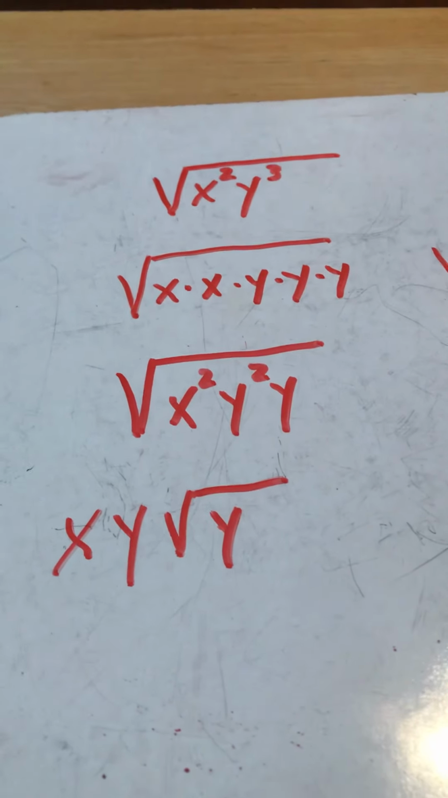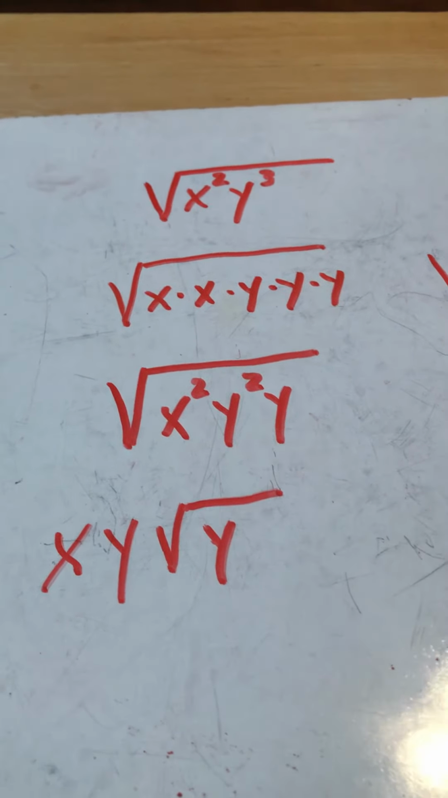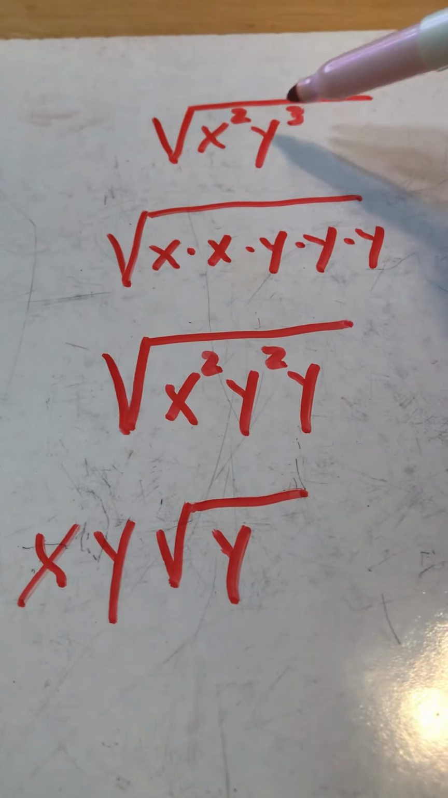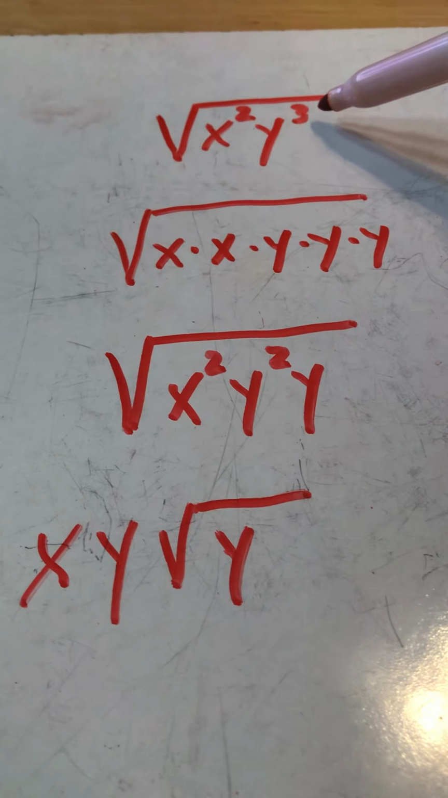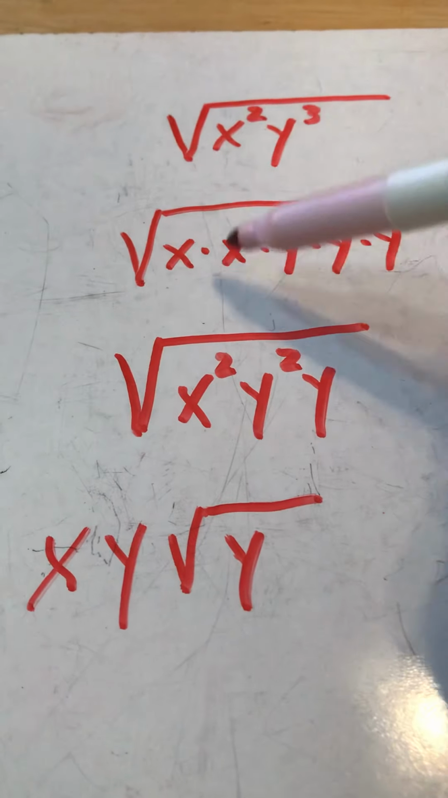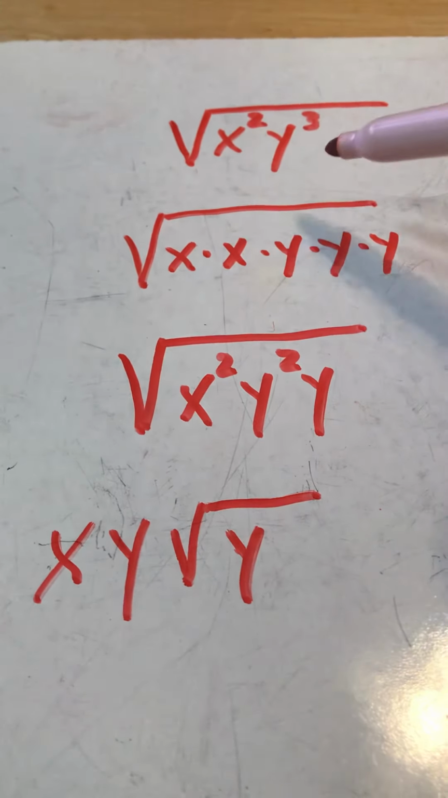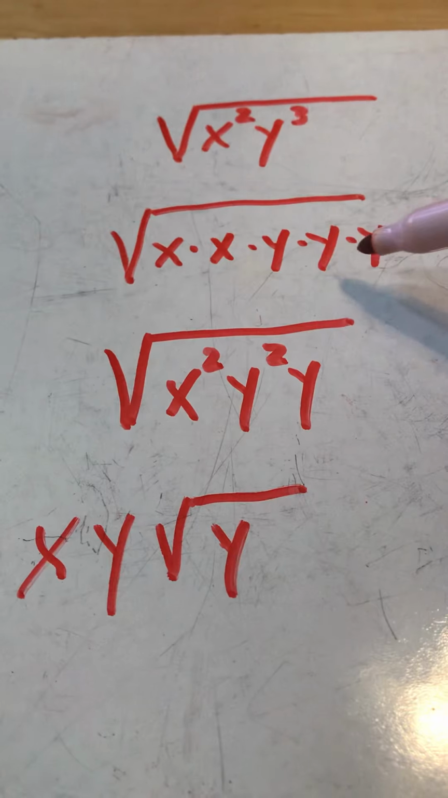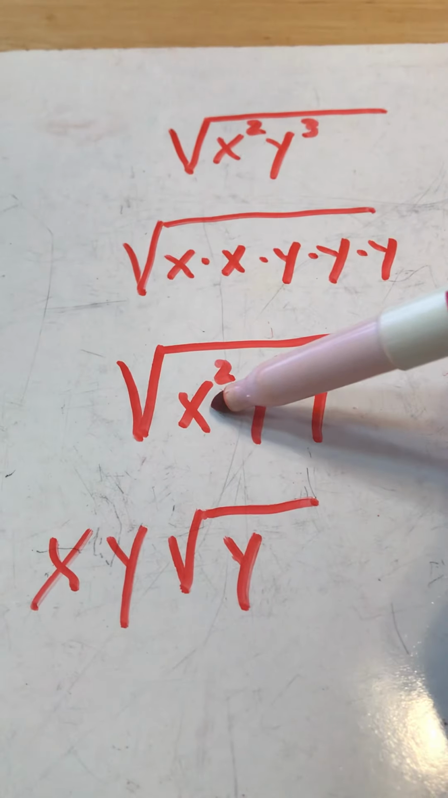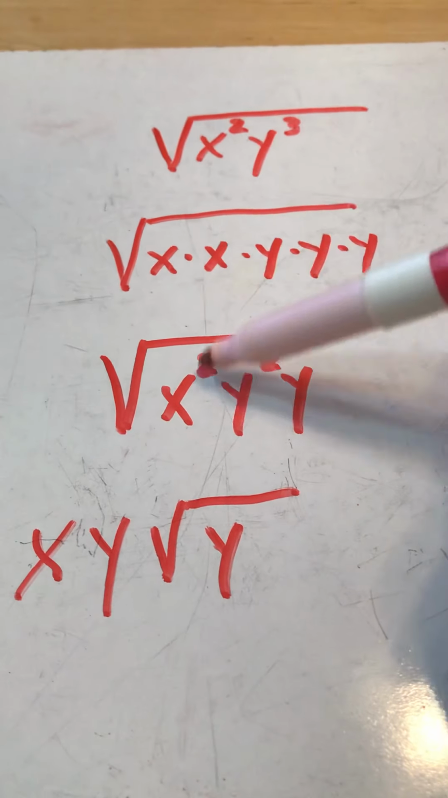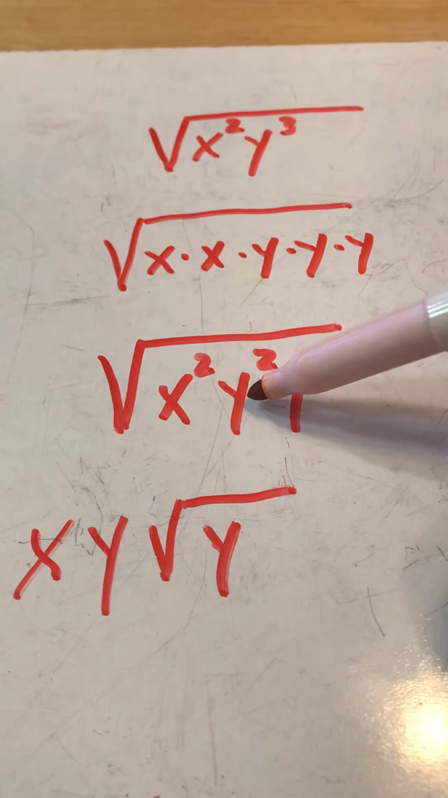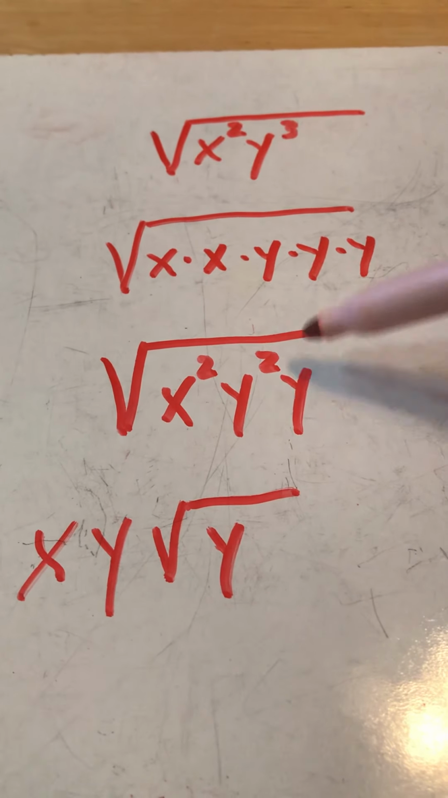Okay, now we're going to talk about simplifying radical expressions with variables. So here we have the square root of x squared, y cubed. If we break these down, we know that x squared is equal to x times x, and y cubed is y times y times y. If we simplify that, that breaks to x squared, so that didn't really do anything. But y times y times y simplifies to y squared times y.